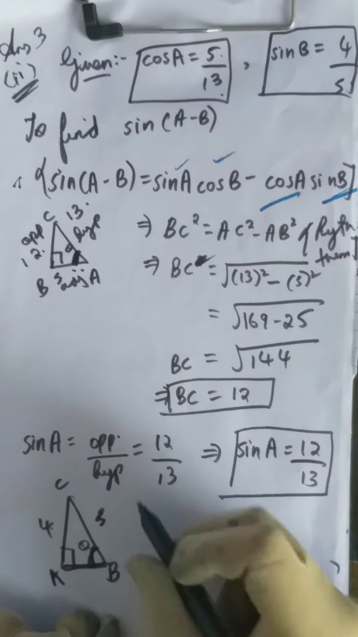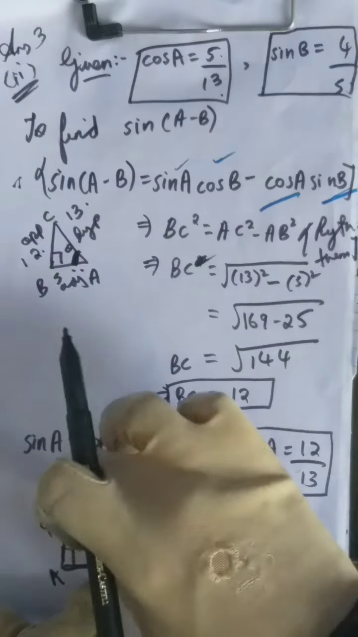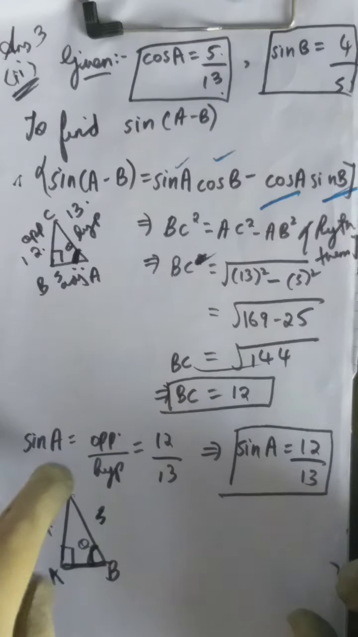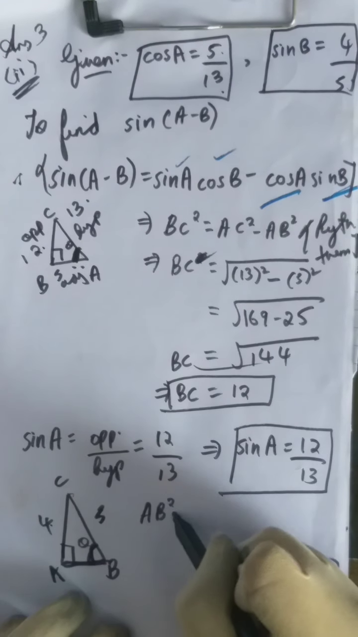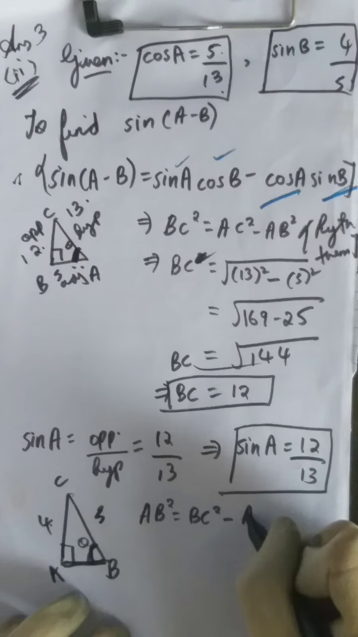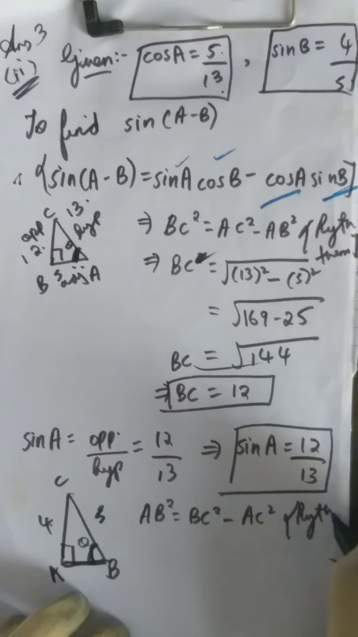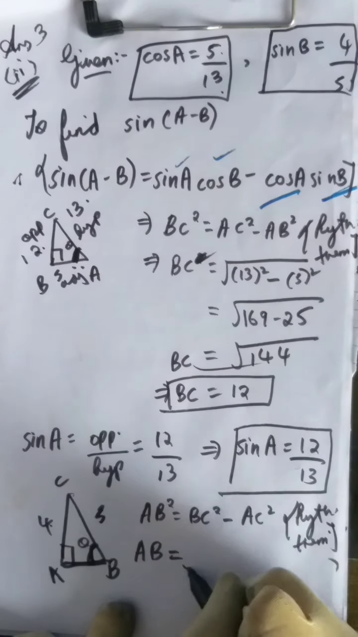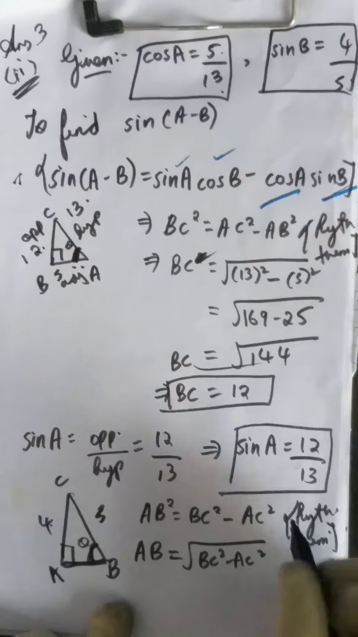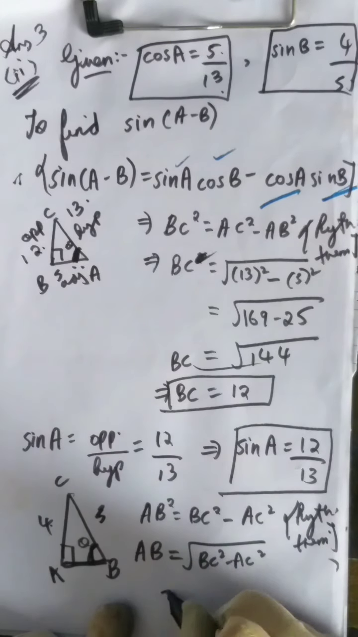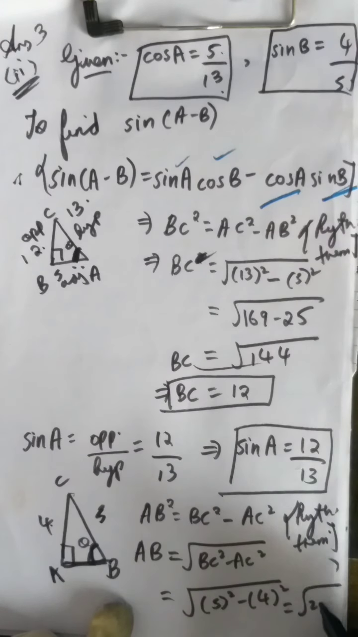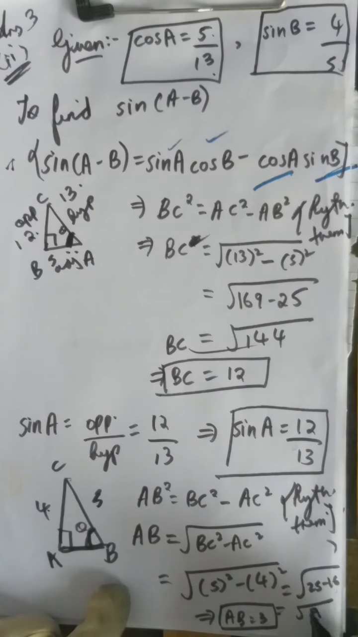So here we need the value of AB. From the Pythagoras theorem, hypotenuse square is equal to side square plus side square, but we need this side square. So AB square is equal to BC square minus AC square. This is from the Pythagoras theorem. So we can write AB is equal to square root of BC square minus AC square. That is equal to square root of 5 square minus 4 square. What is 5 square? 25, minus 4 square, 16. 25 minus 16 is 9. We got the value of AB as root 9, that is equal to 3.